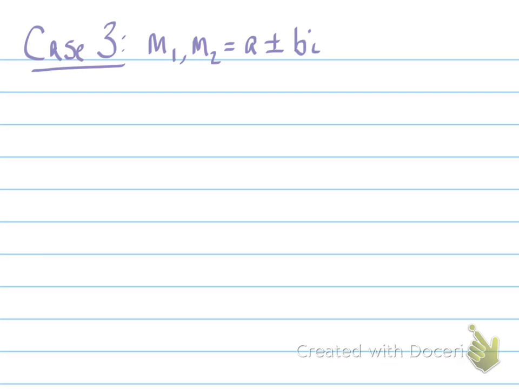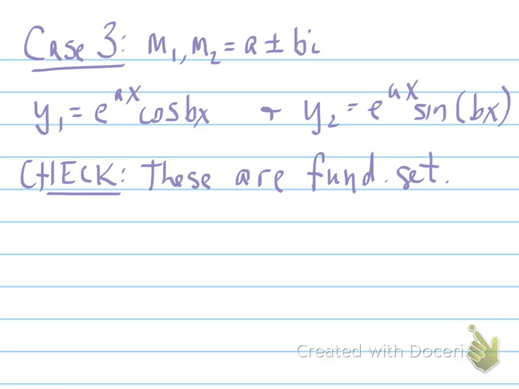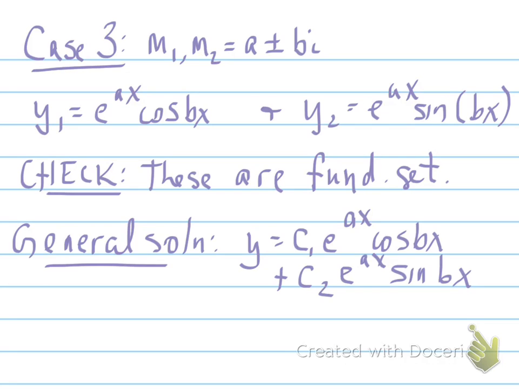Again, we'll talk about it in class. But in this case, your two solutions are e to the ax times cosine of bx and e to the ax times sine of bx. So again, check these are a fundamental set of solutions, and then your general solution is just a linear combination of these two.